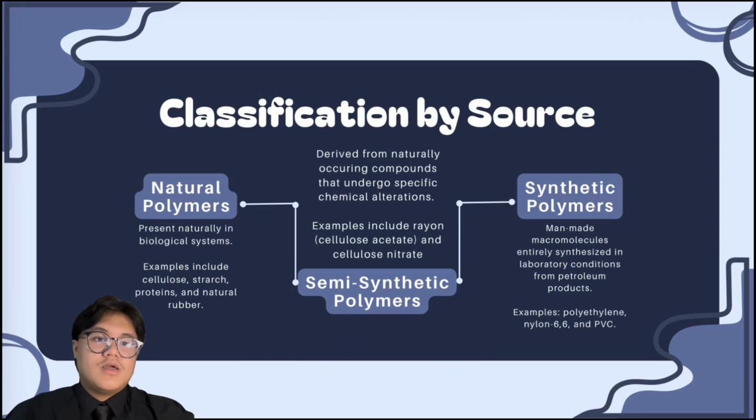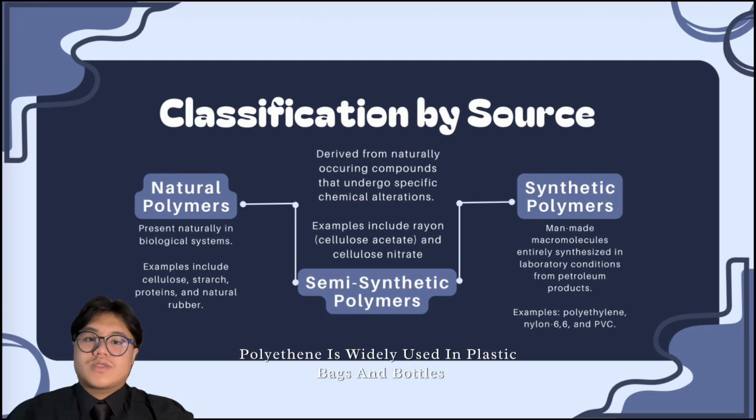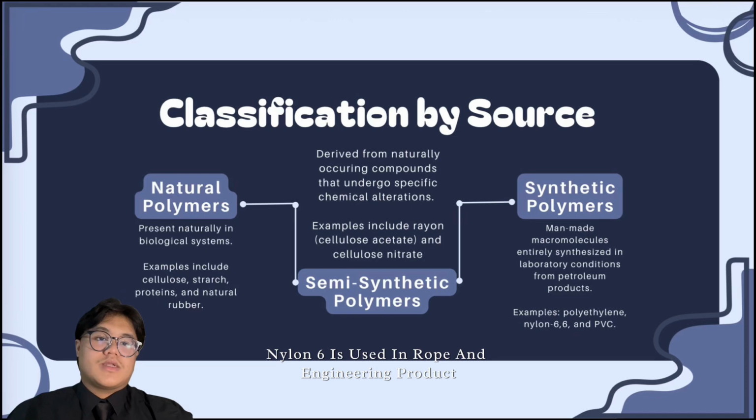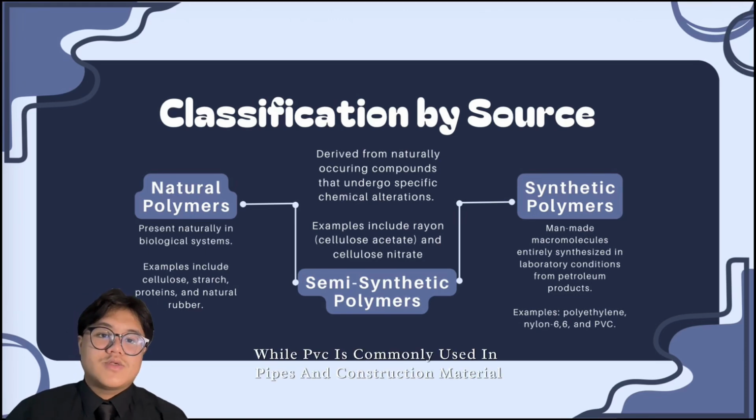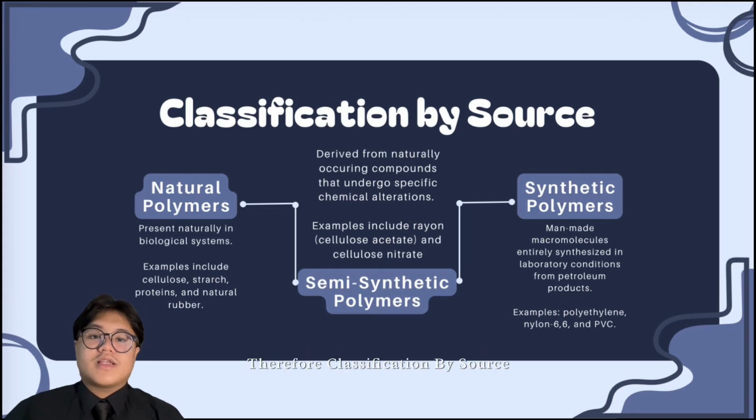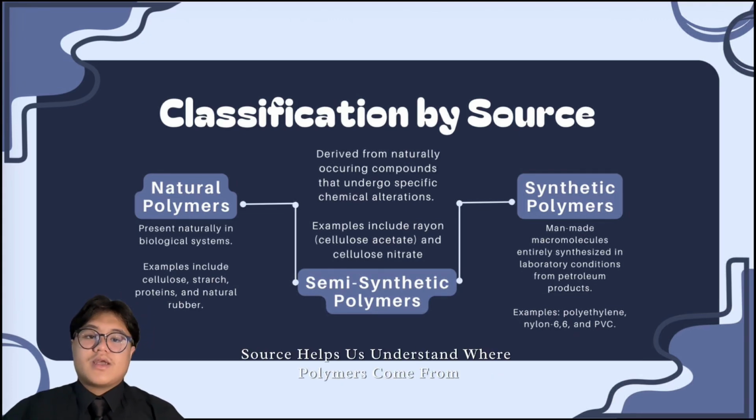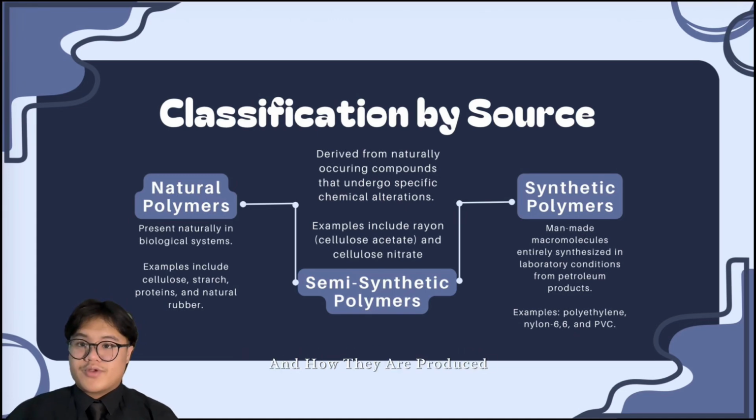For example, polyethylene is widely used in plastic bags and bottles. Nylon 6 is used in rope and engineering products, while PVC is commonly used in pipes and construction material. Therefore, classification by source helps us understand where polymers come from and how they are produced.